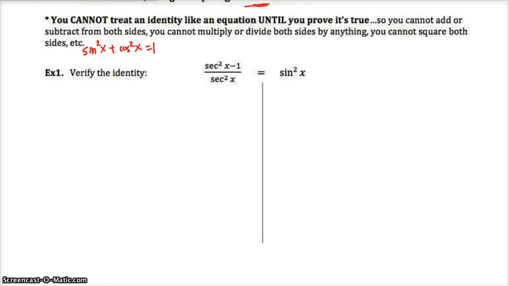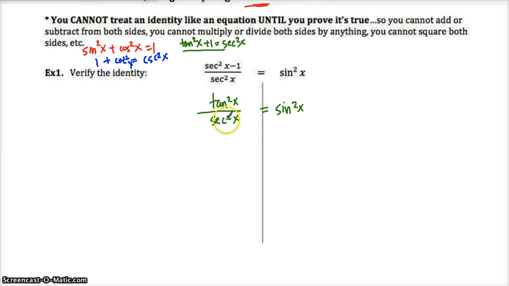If I divide everything by sine squared, I would get 1 plus cotangent squared equals cosecant squared. And if I divided everything by cosine squared, I would get tangent squared x plus 1 equals secant squared. Okay, so this is the trig identity that I'm going to use right here. If I move the 1 over, secant squared x minus 1, I can replace that numerator with tangent squared x. My denominator remains as secant squared x. Okay, so that's step number 1.